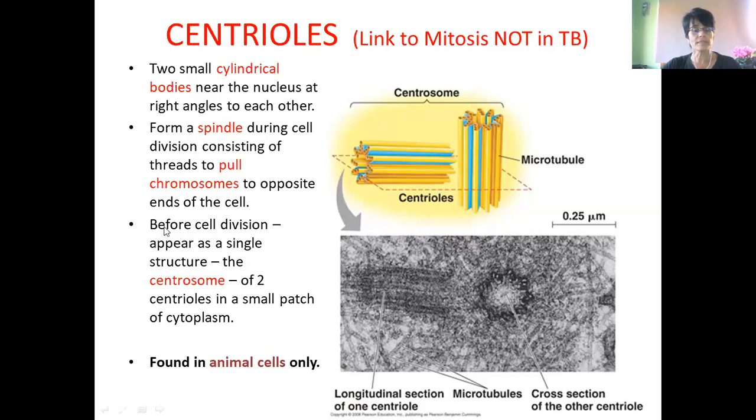Before cell division, when the cell's undergoing normal processes, there would be two of these in a patch of cytoplasm, and that patch of cytoplasm is called the centrosome. So here is the centrosome, and there's the one centriole, you can see it from the side, and the other one we can see has been cut through transversely. So you're almost looking down a straw, but they're made up of lots of little microtubules joined in a very specific way. And they're only found in animal cells.